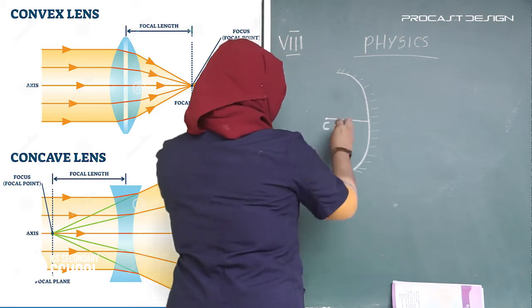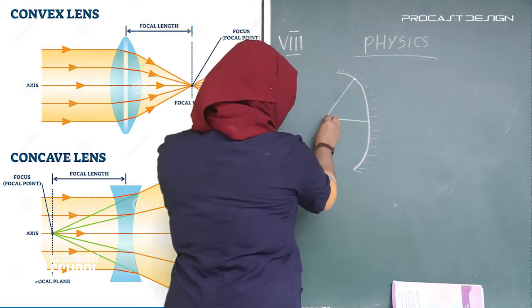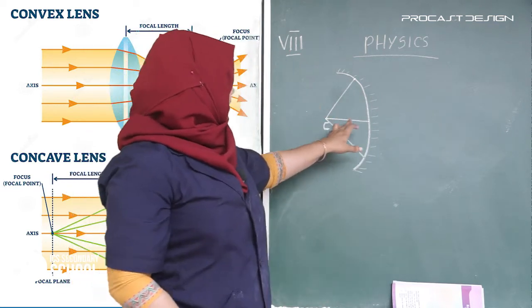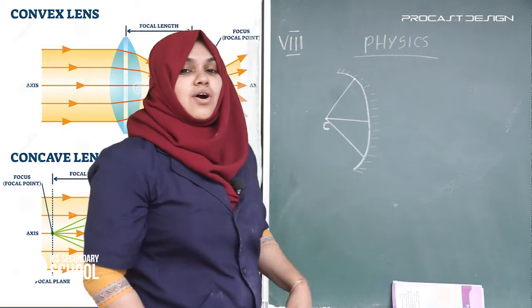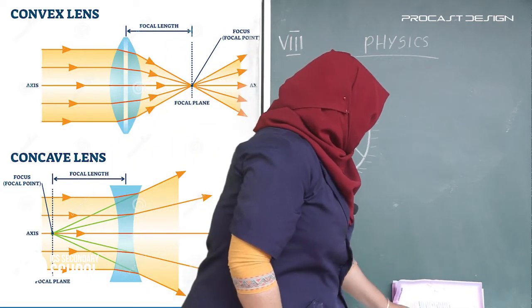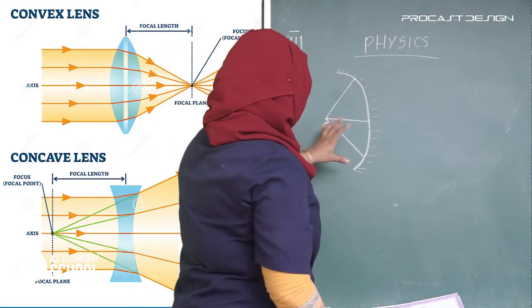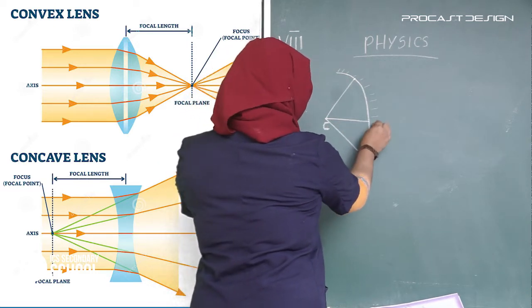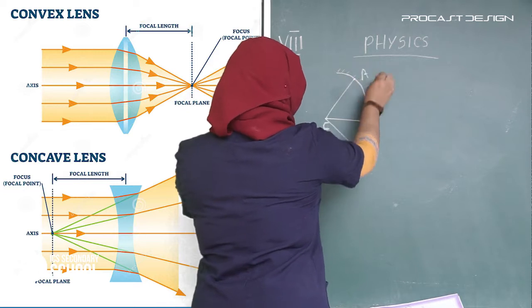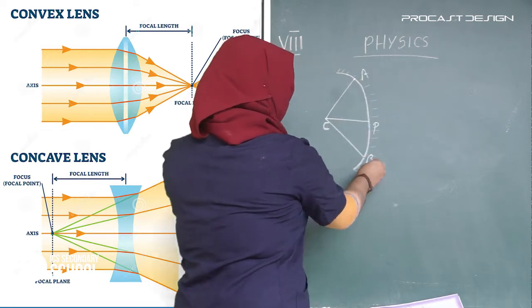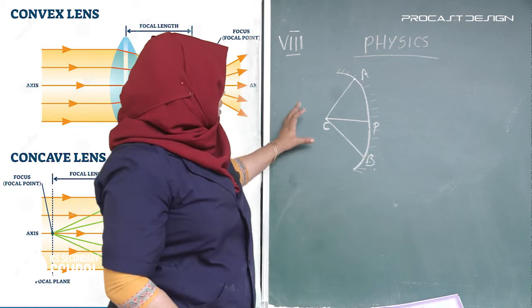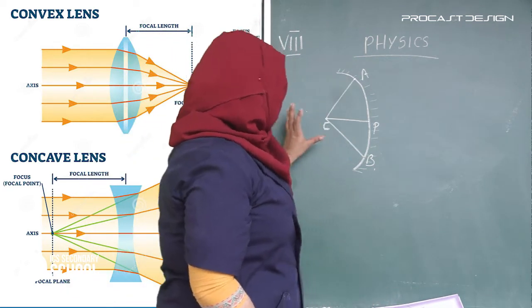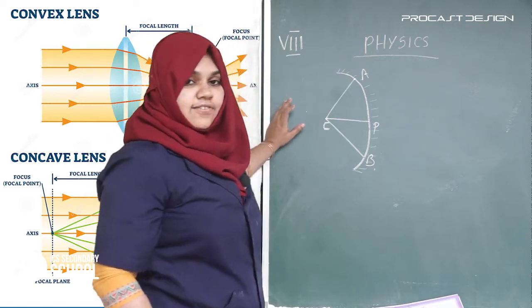Any line drawn from the center of curvature to the mirror is normal to the mirror. So we can write that CP, CA, CB are normals of this mirror.